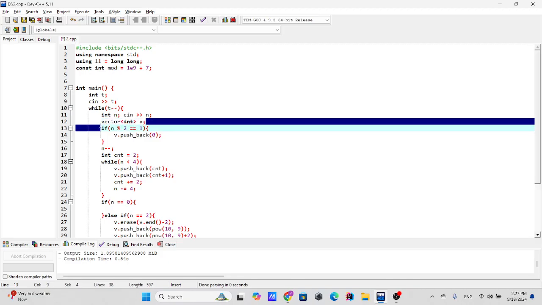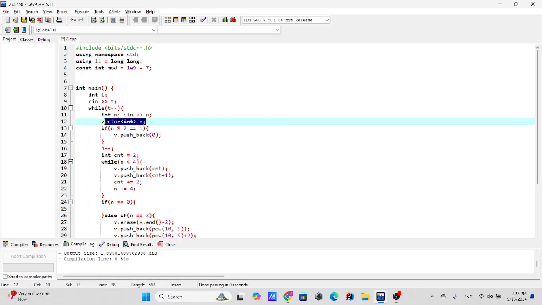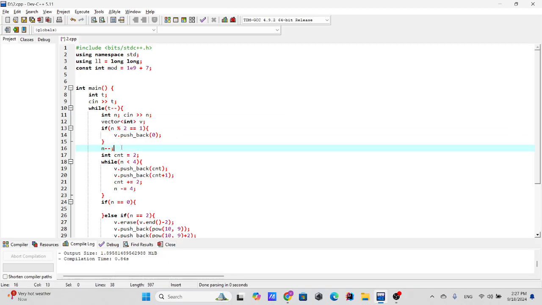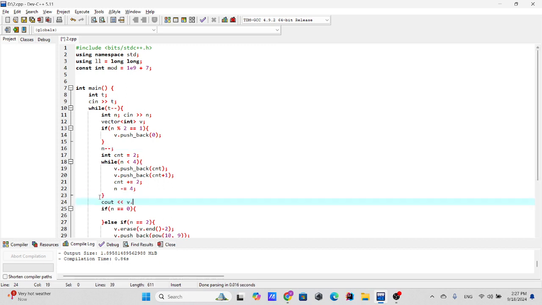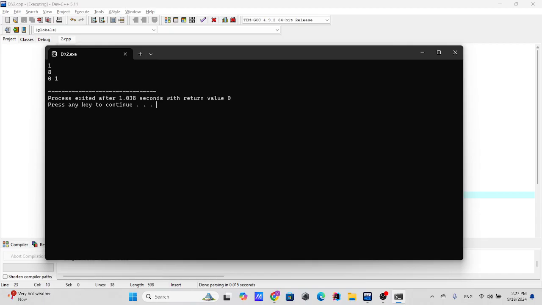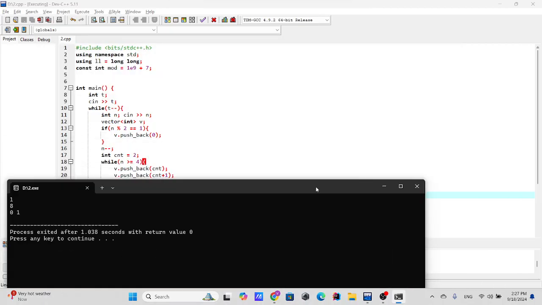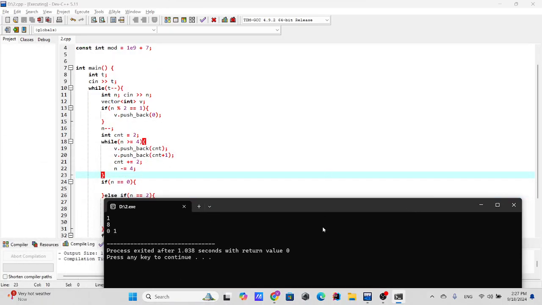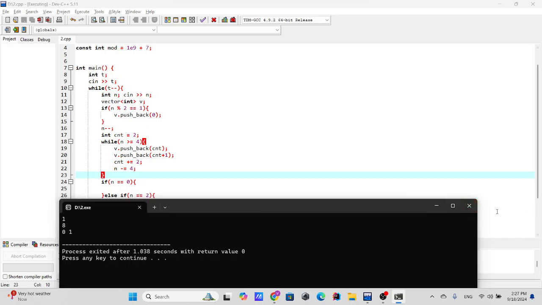Vector. Okay, we have a vector here. We push back 0. Okay. So, oh. Okay, my bad, guys. Shit, still incorrect. Somehow still not correct.